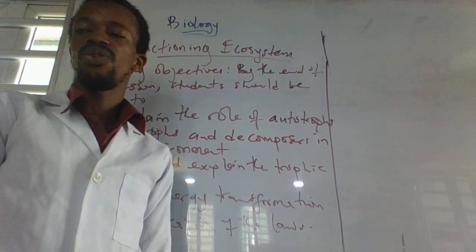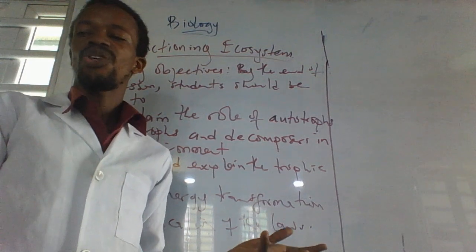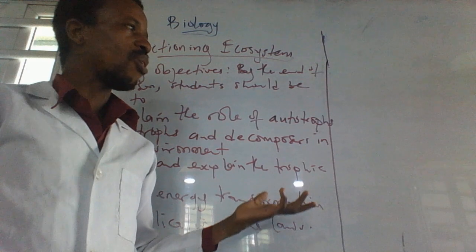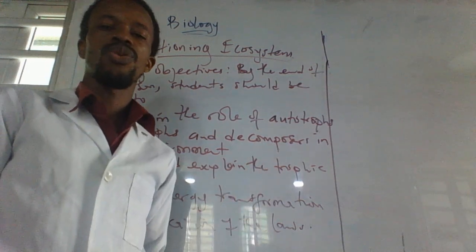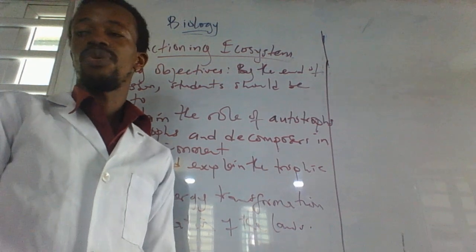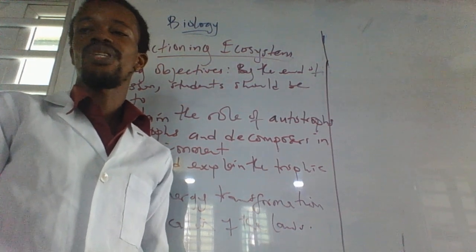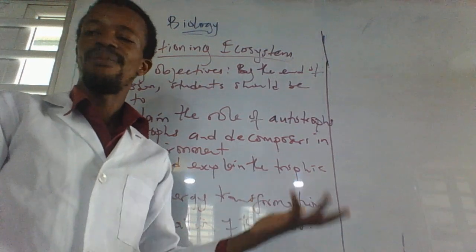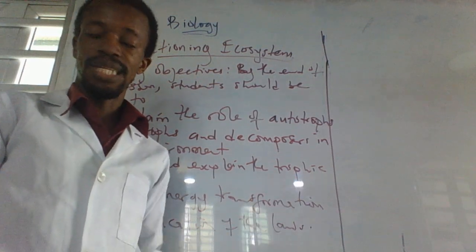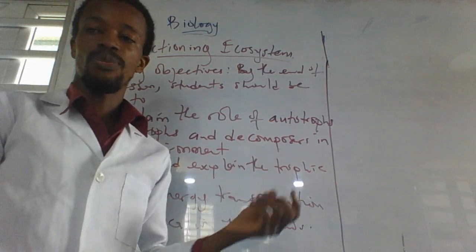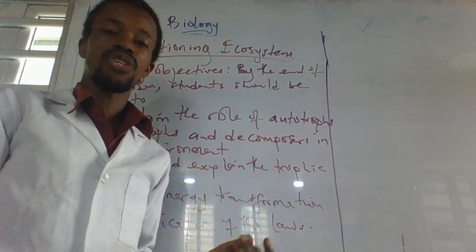So we need energy as living organisms to be able to survive. They also have a relationship in how they feed from the producers to the consumers, and the consumers back to the producer. So this makes an ecosystem a functional unit. All organisms fall into one of three major groups or components: the autotrophs, the heterotrophs, and the decomposers.